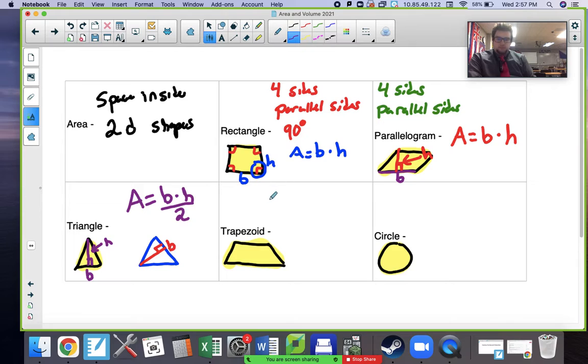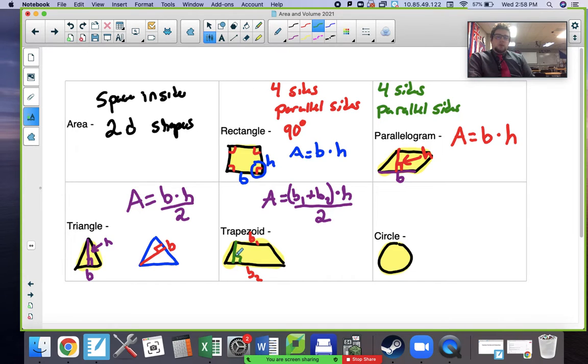Trapezoid area is equal to base 1 plus base 2 in parentheses times the height divided by 2. Trapezoids are special because they only have one set of parallel sides. The top and bottom line are parallel while the other two are not parallel to each other. This top parallel line is called base 1, the bottom line is called base 2, and the height is the distance between them. Once again, we're looking for that 90-degree symbol right there.